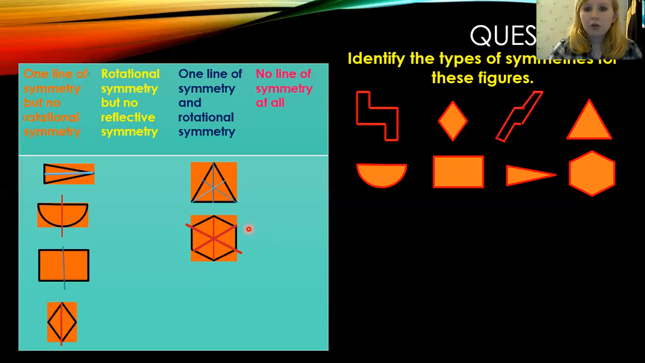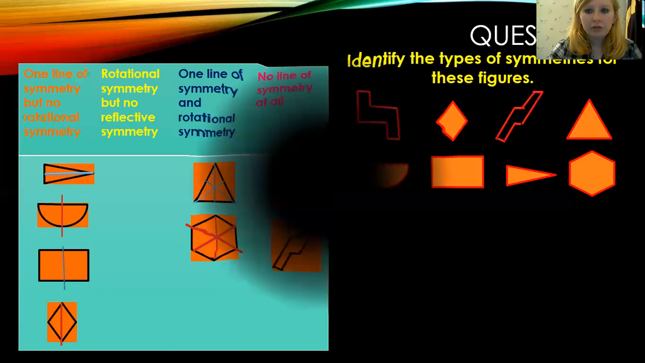So there were 2 figures that we could not get symmetry at all, because you could not fold them vertically or horizontally or diagonally to get the same figure on both sides. So now we're going to move on to question 3.